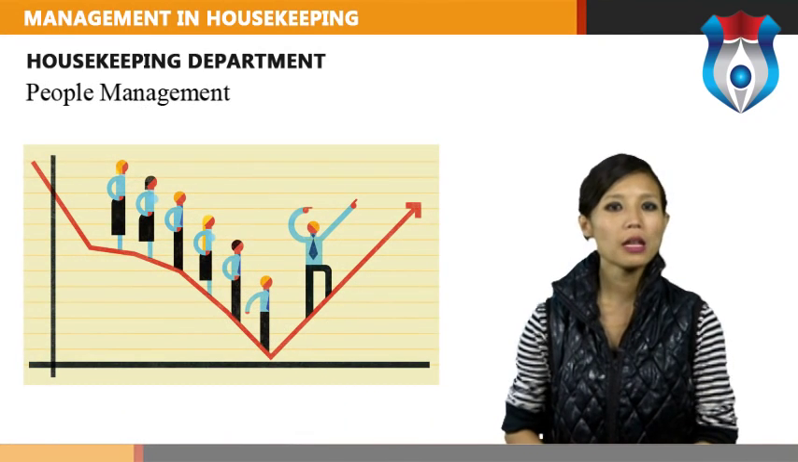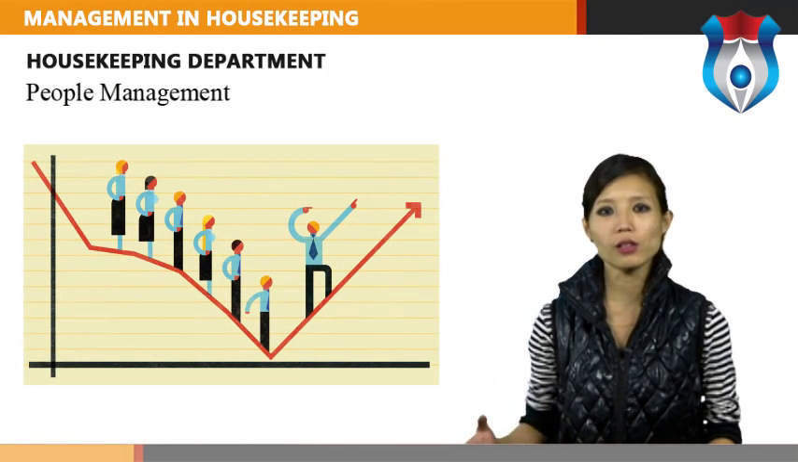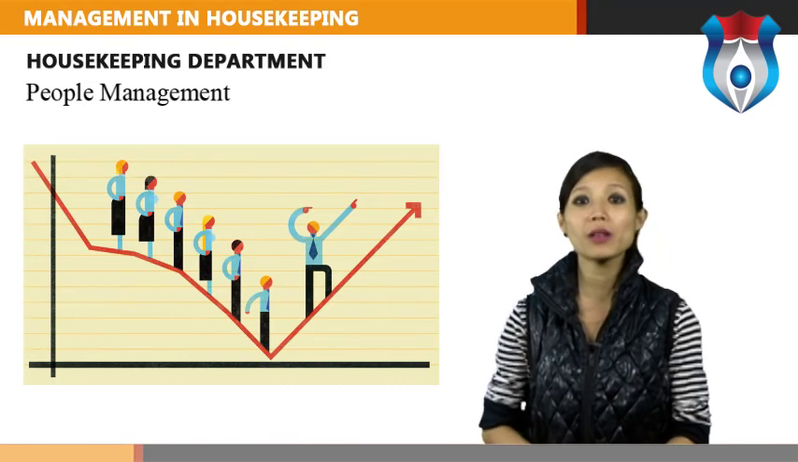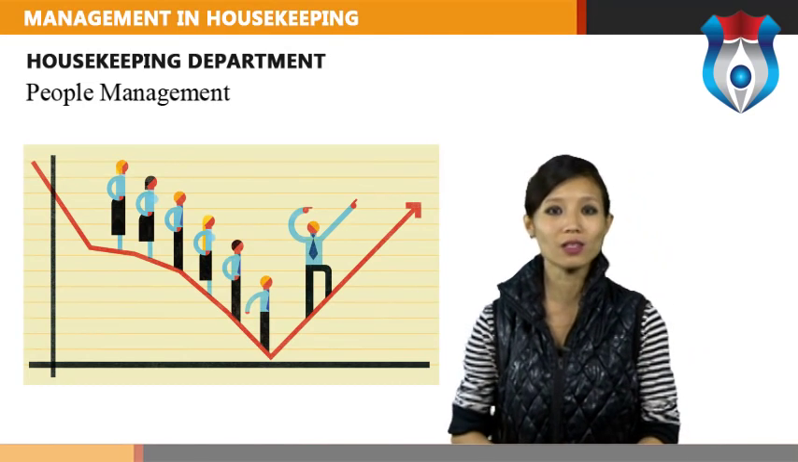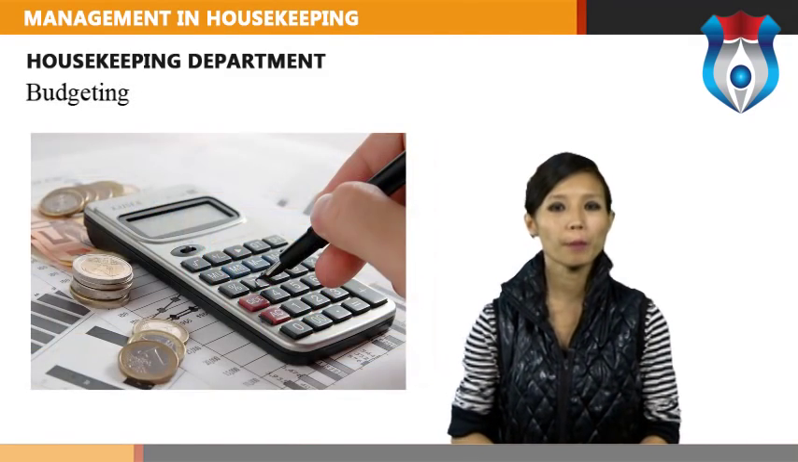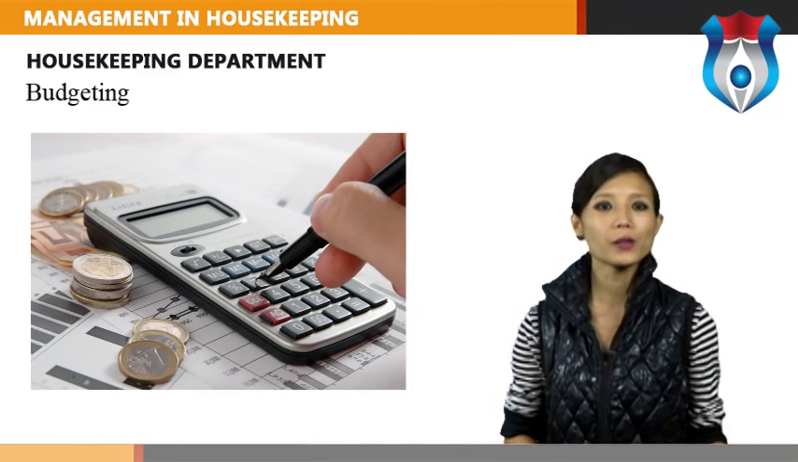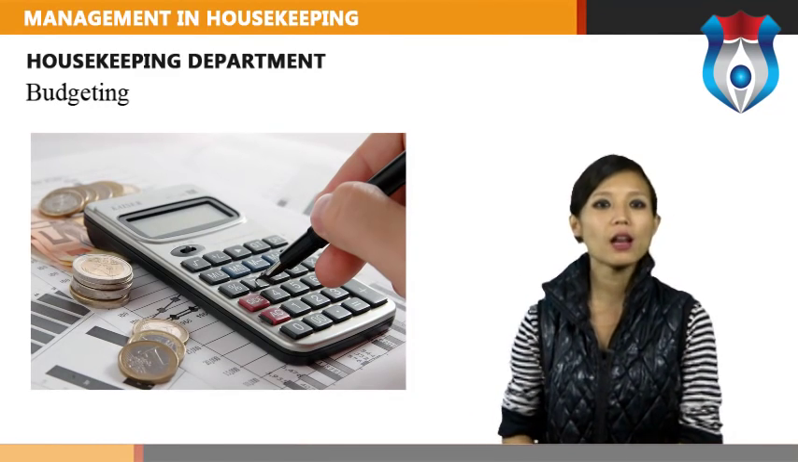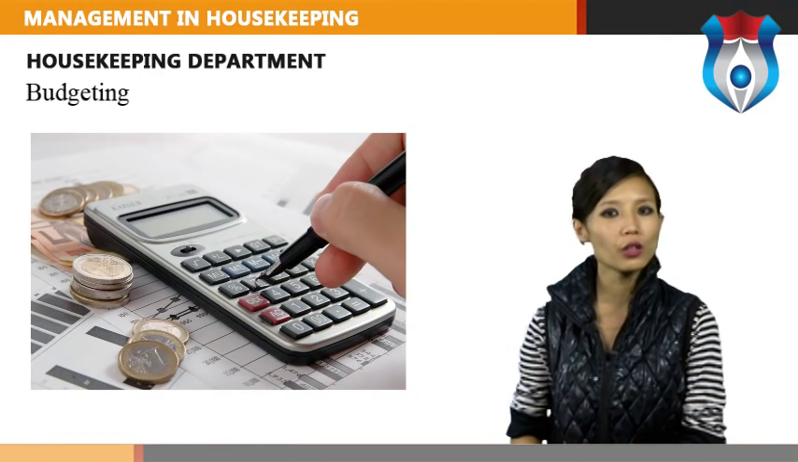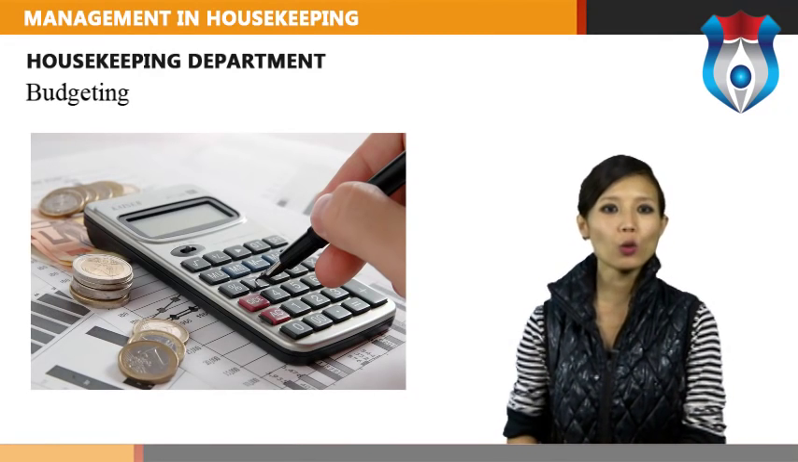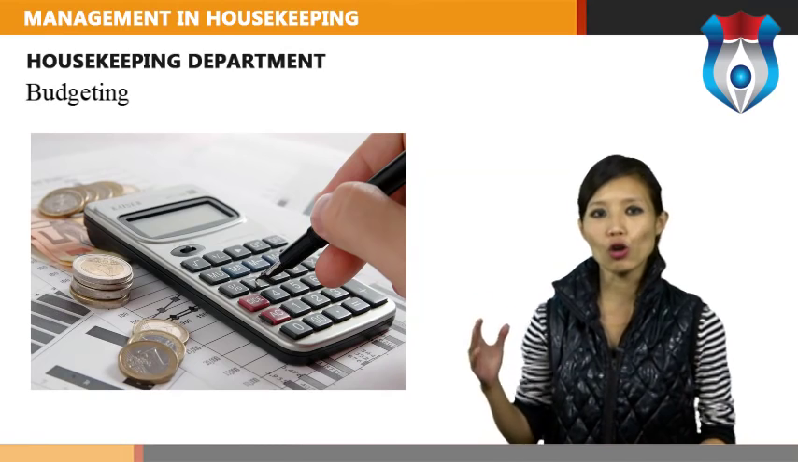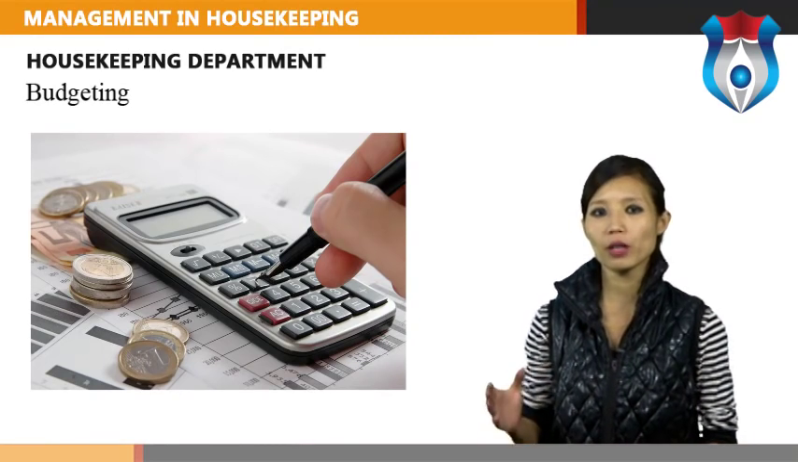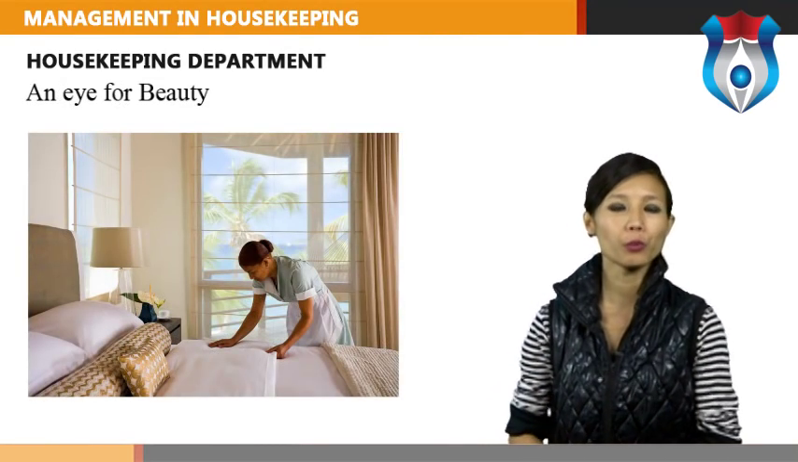People management: it is an art to work with others. A good and efficient housekeeper must develop good communication skills and a pleasant attitude. Budgeting: a well-run housekeeping department runs at minimum cost to the institution. Hence, the good housekeeper has to be good at planning and selecting equipment and supplies that are good quality and moderate in price.